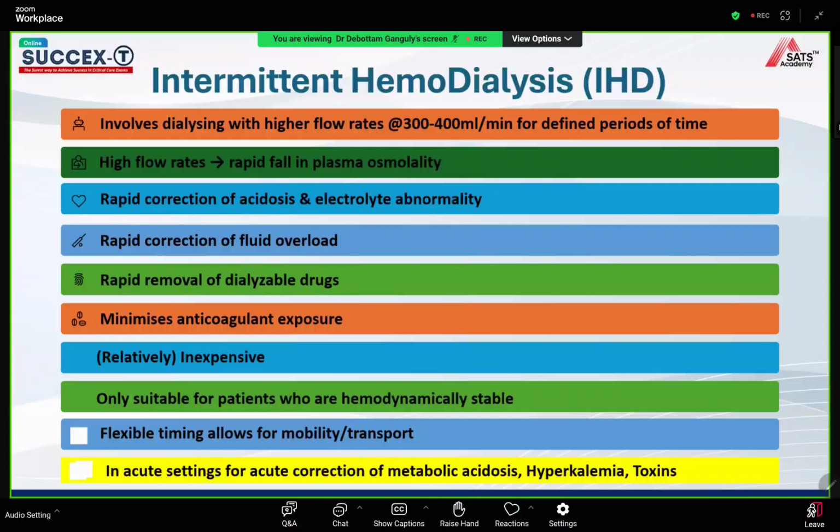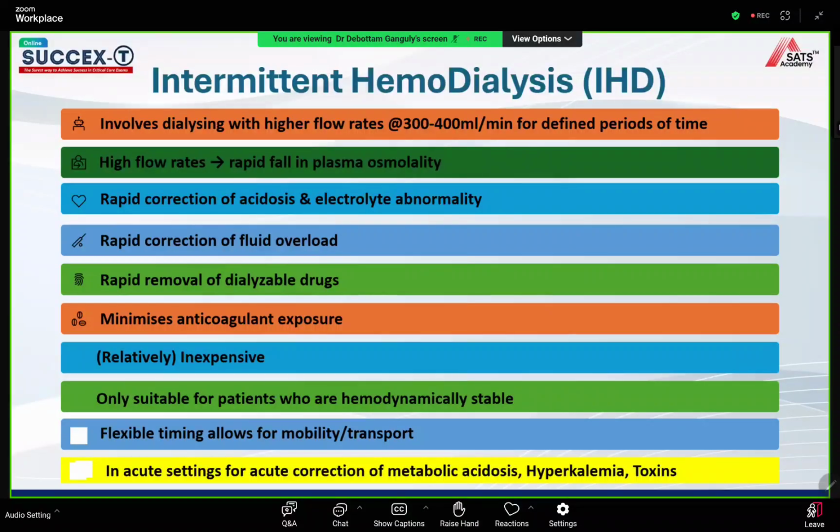The flow rate is much higher in this modality, whereas continuous renal replacement therapy is at a much slower rate. With the high flow rate, there is a rapid fall of plasma osmolality. We have to keep this in mind. There is rapid correction of acidosis, rapid correction of fluid or volume overload, and rapid removal of dialyzable drugs. In this concern, for the practical examination, we have to remember particularly the non-dialyzable toxins, like benzodiazepine, TCA, digoxin, all these things.